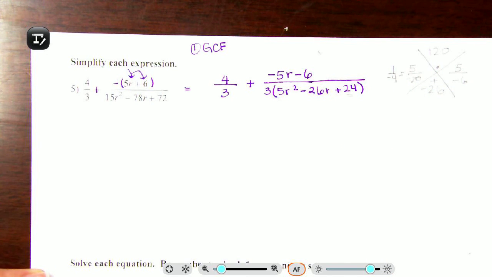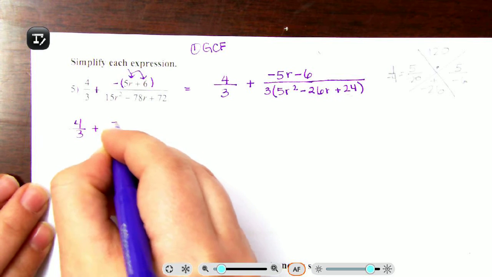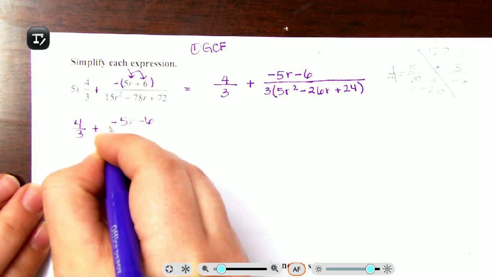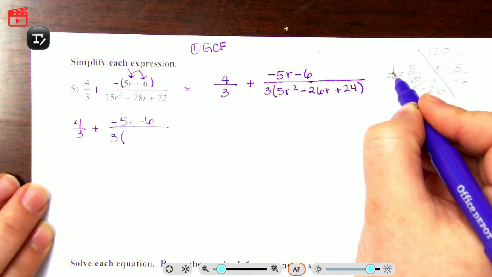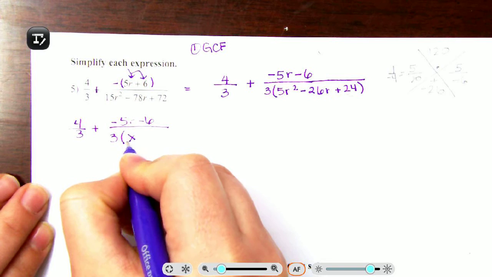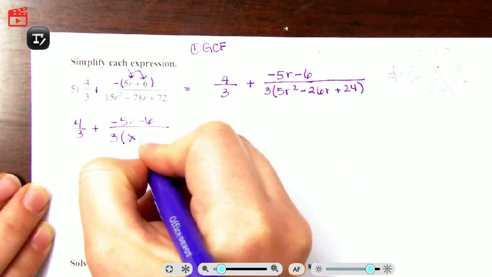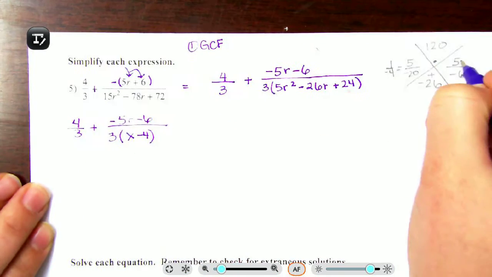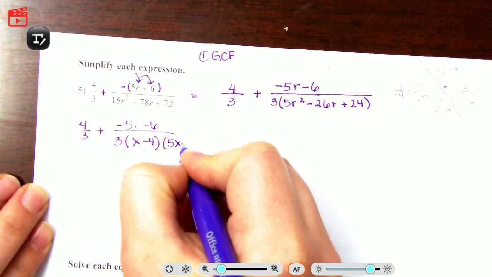So then I'm going to rewrite my fractions once again. So I have 4 over 3 plus negative 5r minus 6 divided by 3 times. Now this numerator is the coefficient of the x, and then this negative 4 is our constant. Same thing, 5 is the coefficient of x, negative 6 is our constant.